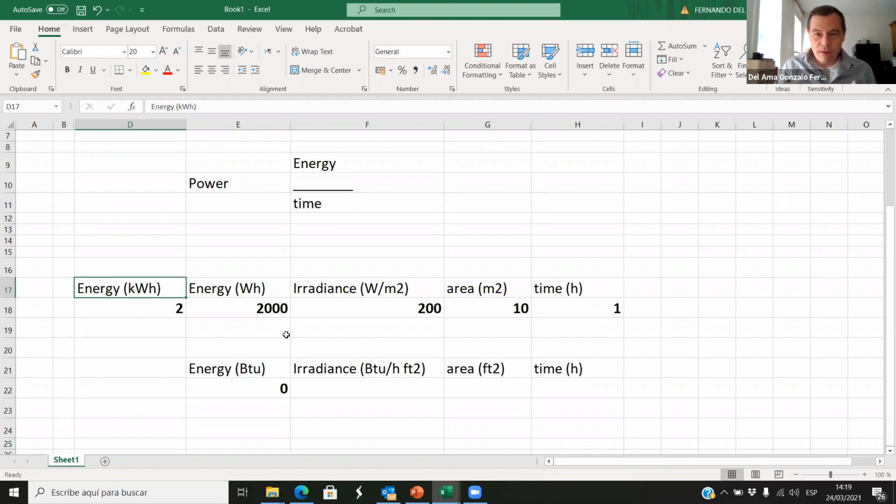Okay, so I think by talking about money, everybody understands. Talking about energy and watts and kilowatts and hours and whatever, it's difficult. But if we talk about dollars, you will understand it easily.